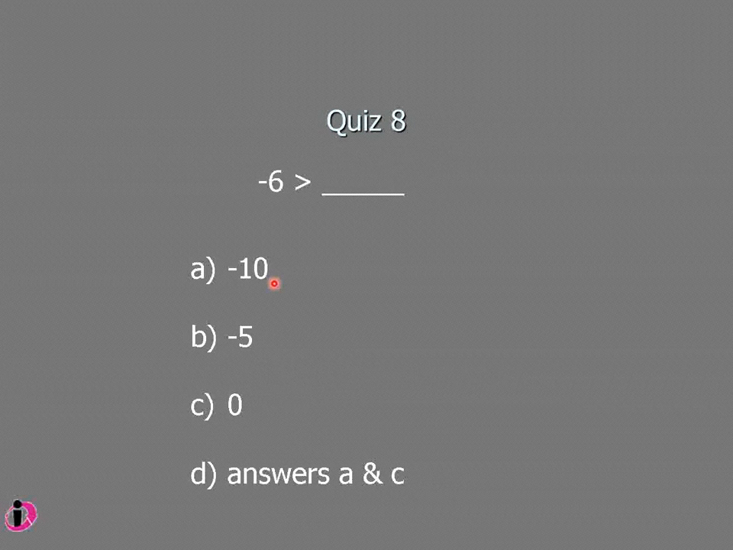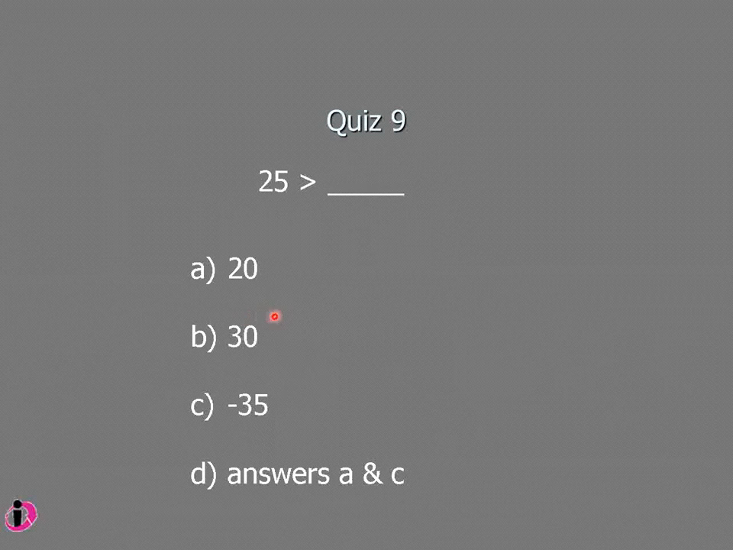Negative 6 is greater than which one? The right answer is A, right? Because that's the only one which is smaller than negative 6, which is negative 10. Because the more you go to the left side, you first get negative 6 and then later you will get negative 10, right? So the right answer is A here. 25 is greater than... the right answer is D because it's greater than 20. At the same time, it's greater than negative 35, right?